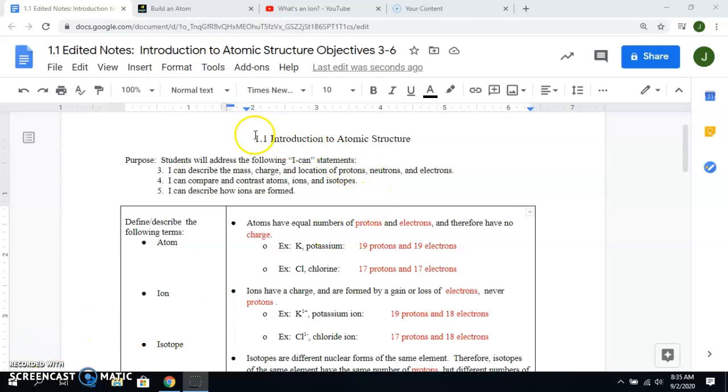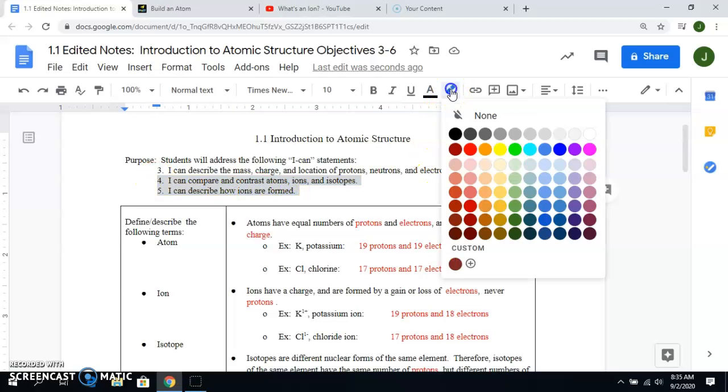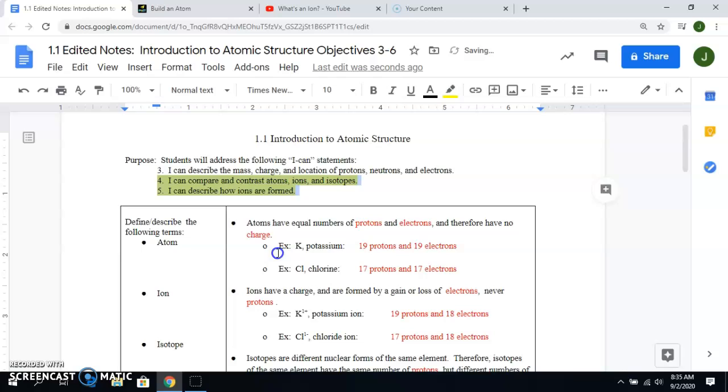If you take out these notes, Introduction to Atomic Structure, we're going to focus mainly on objectives 4 and 5. So I'm going to go ahead and highlight those right here. Objectives 4 and 5 have to do with definitions for the terms atom, ion, and isotope. And then also we're going to take a look at how ions are formed, the process that forms ions.